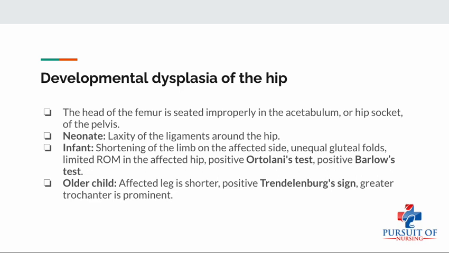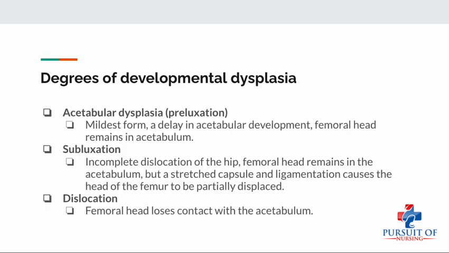With bilateral dislocations, there's going to be a marked lordosis and a waddling gait noted, but certainly know the signs of developmental dysplasia of the hip in a neonate, an infant, and an older child.